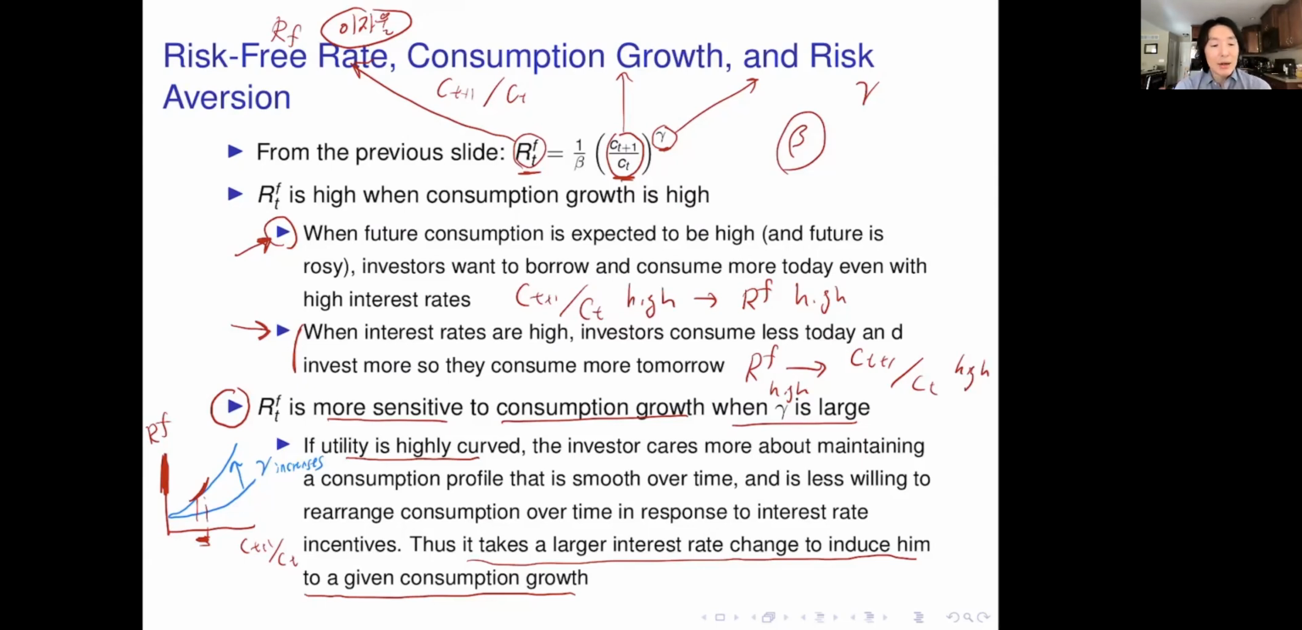그런데 when investors are more risk averse, they don't want to change their consumption profile too much because they are very risk averse. So even when the interest rate changes a lot, they don't want to change their consumption growth profile. Therefore, it takes a larger interest rate change to induce the investor to a given consumption growth when risk aversion is high.